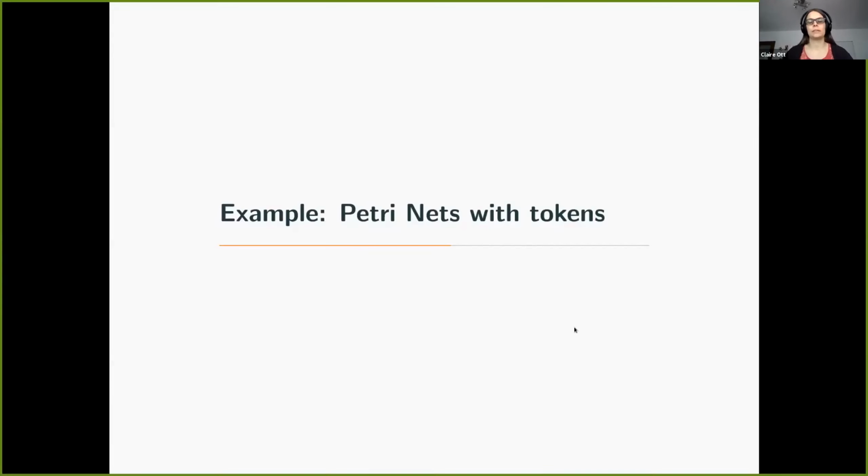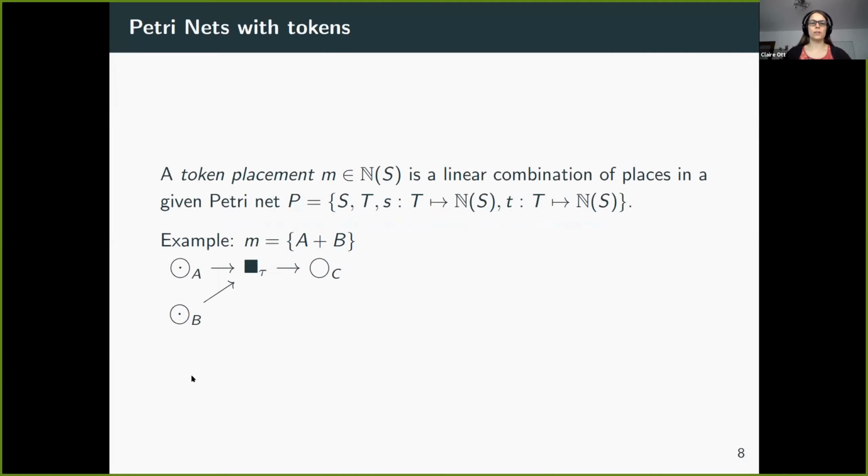So besides this construction of a weakly globular double category, we also looked at examples of applications, and for that we looked at how we could make a weakly globular double category out of a Petri net with tokens. A token placement in a given Petri net is just a linear combination of places. So for example, we have this little Petri net here, and we have tokens placed on A and B.